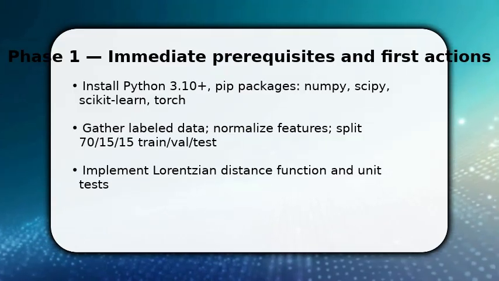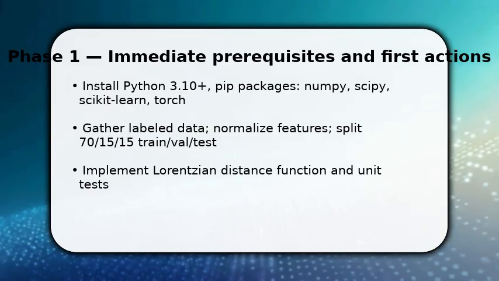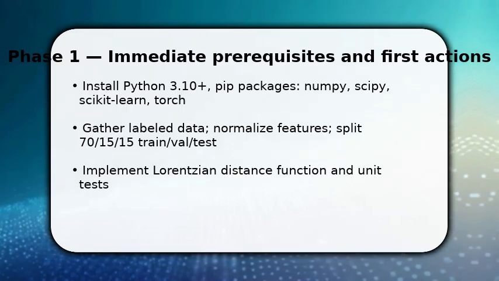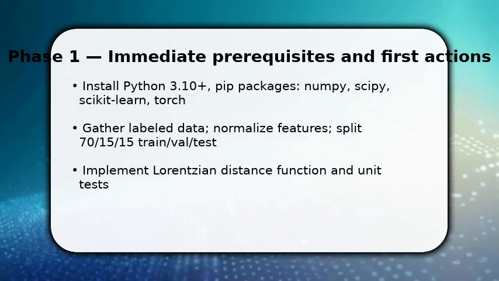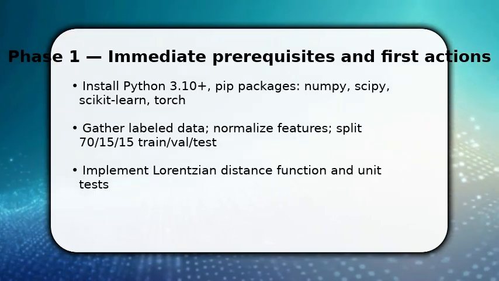You start by confirming prerequisites: Python 3.10, scientific packages, and a clean labeled dataset. Next, normalize features so scale differences do not dominate Lorentzian metrics. This reduces bias toward large magnitude inputs.